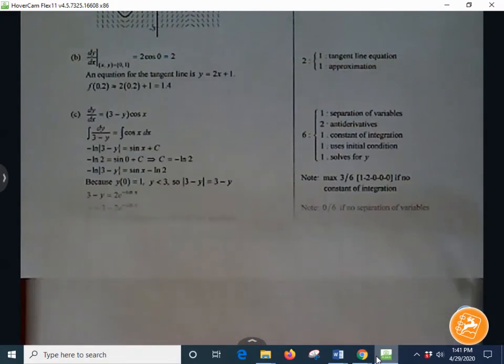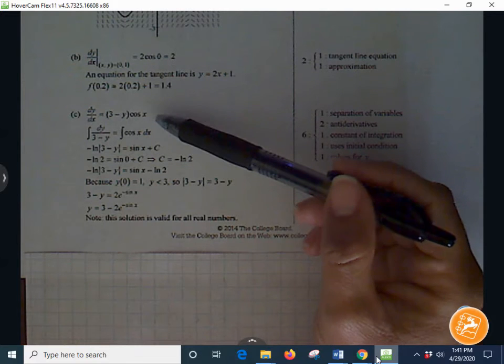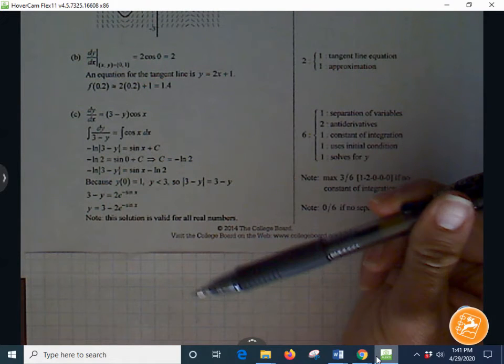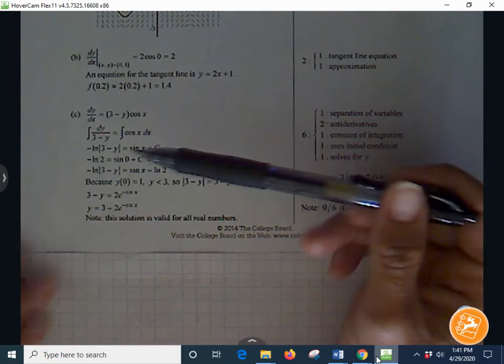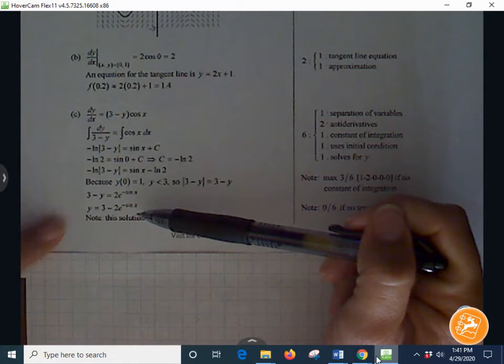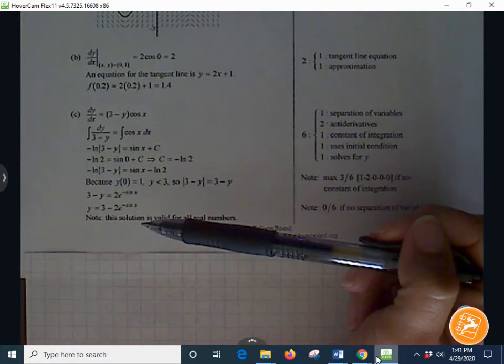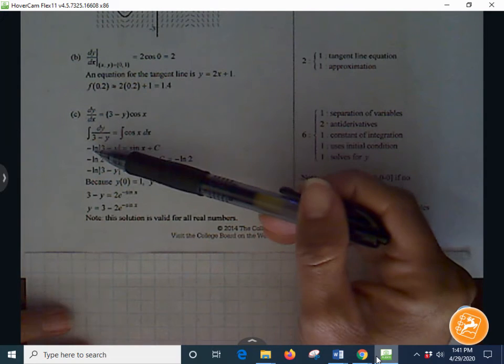Hi, Savera. Okay, so you had actually asked me about this problem. It was FRQ number 4, part C, and you were curious about why there ended up being a negative there, and also basically how did they get to this step where they solve for y. Okay, so I'm going to answer your first question here.